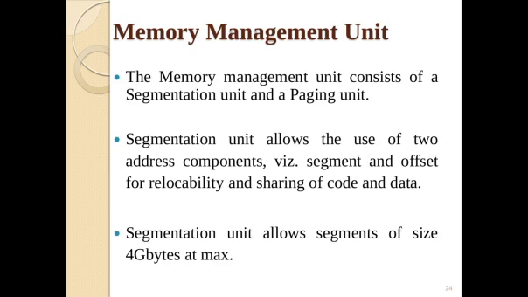The segmentation unit allows use of 2 address components. The first one is the segment, the starting address of the segment, and the second is the offset, the displacement from the starting address of the segment. So it will be relocating from the starting address. By using these 2 addresses, we can share the code and data with multiple programs or multiple tasks. The segmentation unit allows segments of size 4 GB at max, because we can address at max 4 GB from the current location.